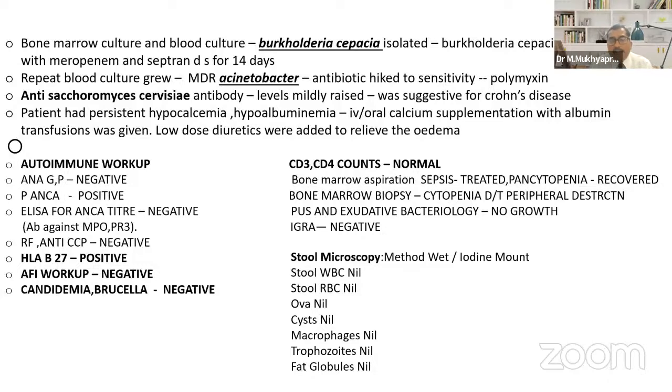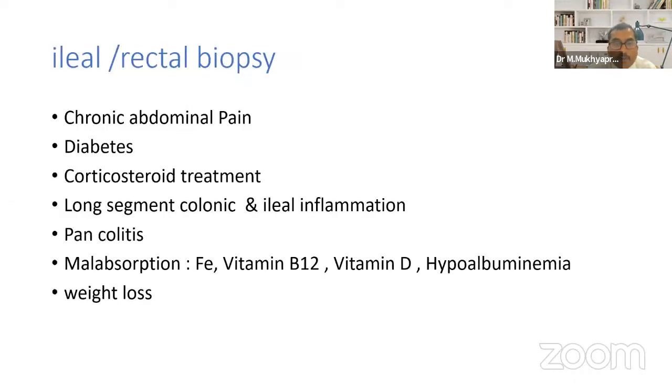Brucella was another common infection, it was normal. We thought whether he is immunosuppressed, CD3, CD4 counts were sent, it was also normal. Bone marrow aspiration, as I told, we did, it was growing Burkholderia sepsis, but it was cytopenia due to peripheral destruction rather than any aplasia. Stool examination was sent, it was normal. Then he underwent a colonoscopy. We did an ileal and rectal biopsy, multiple gastroenterology biopsies were done.